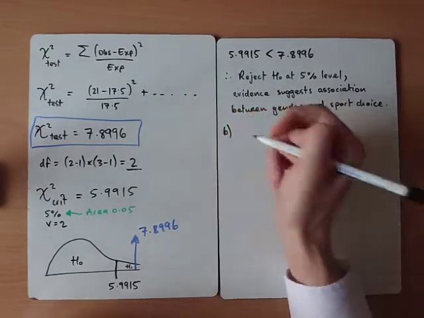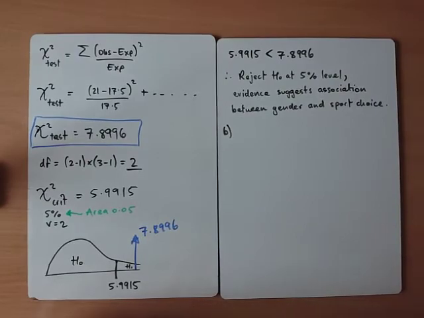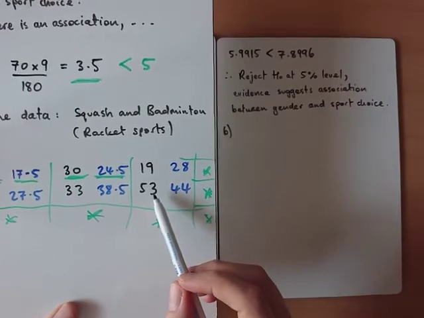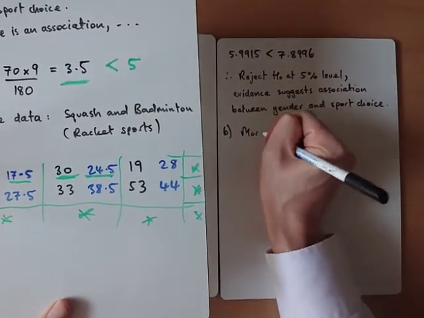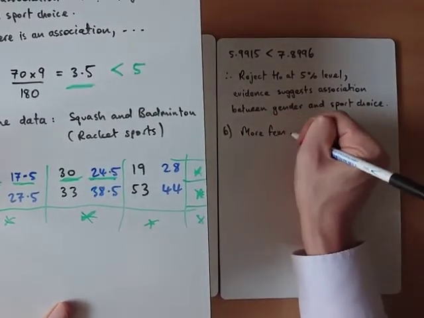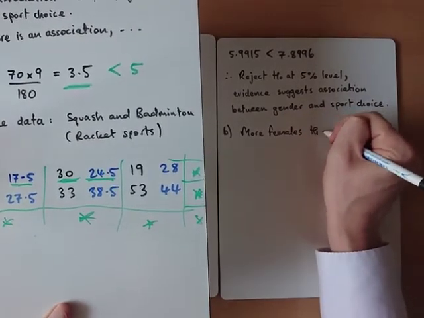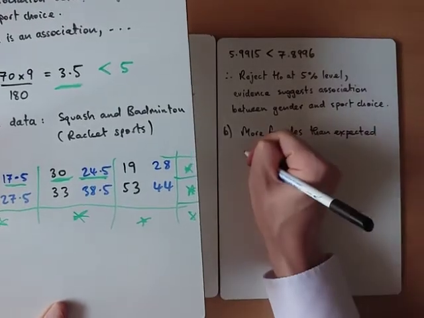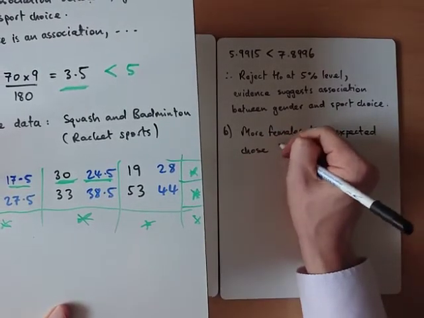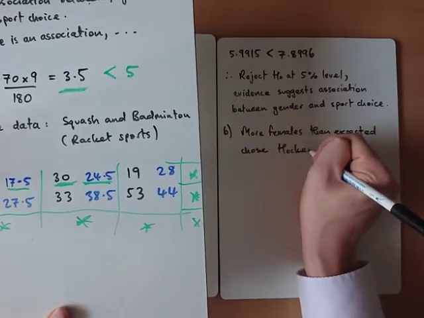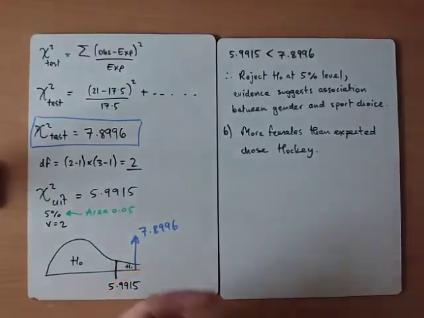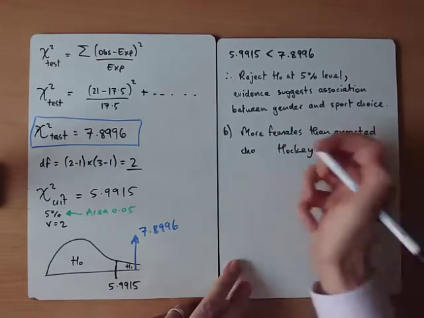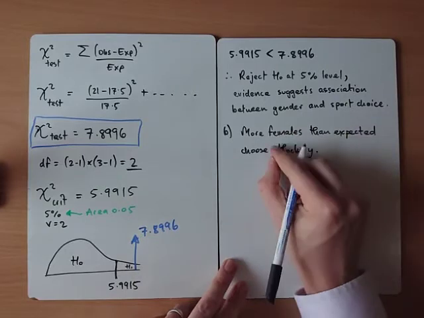Specifically, we're asked to interpret that in relation to hockey, aren't we? So if we look at our observed and expected for hockey, we could say more female than expected choose hockey. You could also say fewer male than expected.